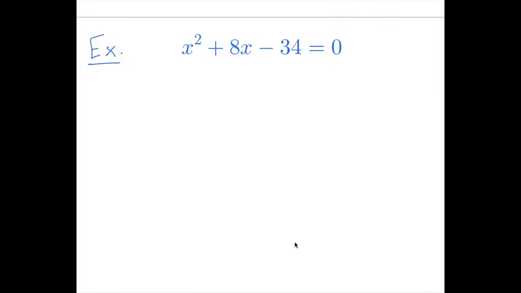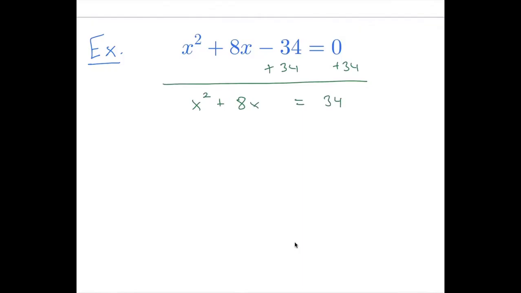So the first thing you want to do is make sure that the x's are all by themselves, and then anything that doesn't have an x gets moved over to the other side. Well, in this case, we have a minus 34 that needs to be moved. So you're going to add 34 to both sides. So that's going to give you x squared plus 8x equals 34.